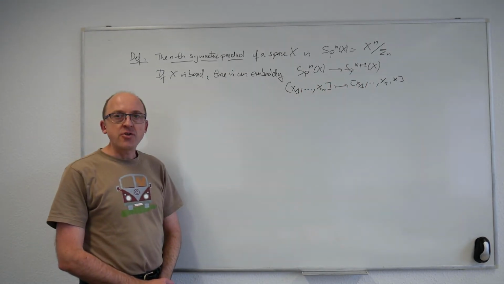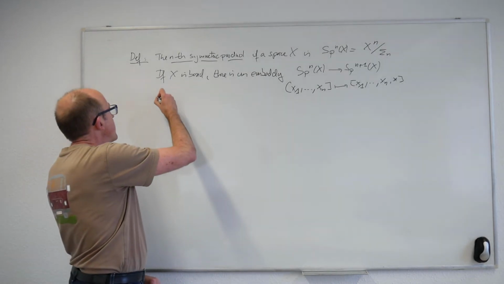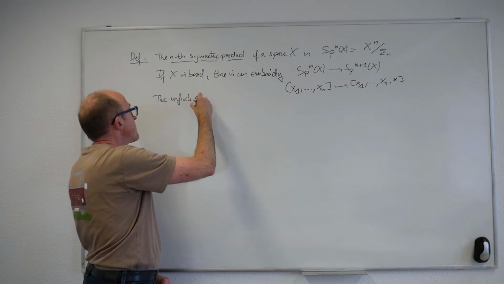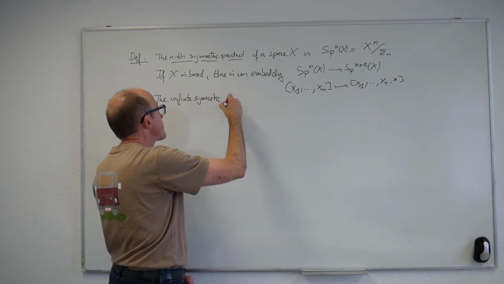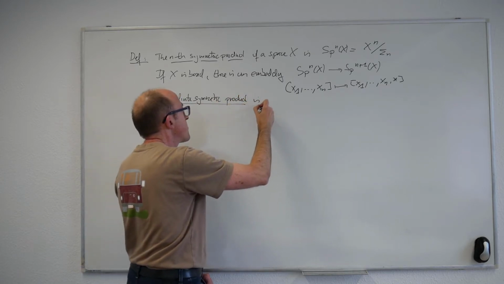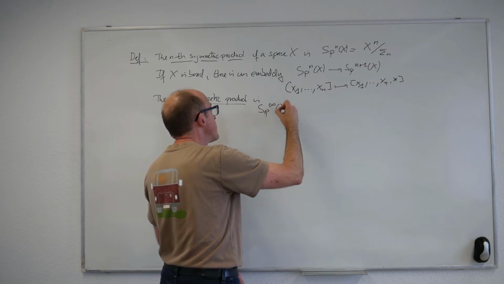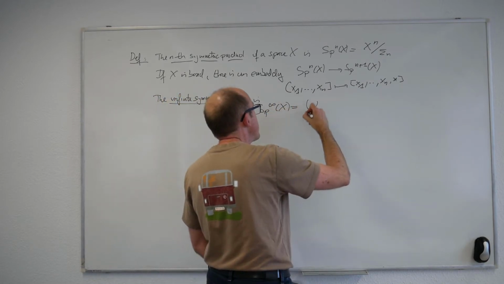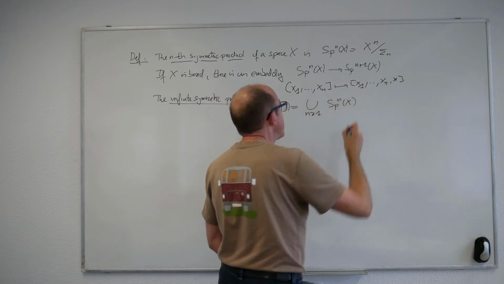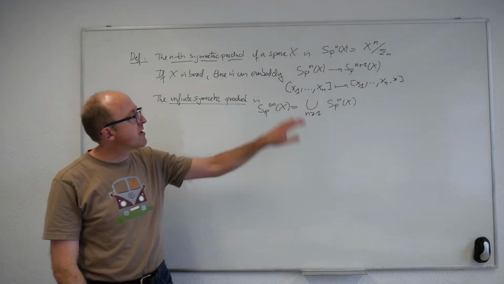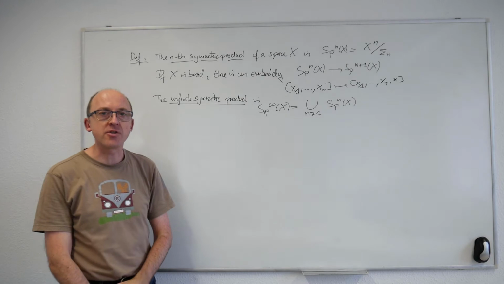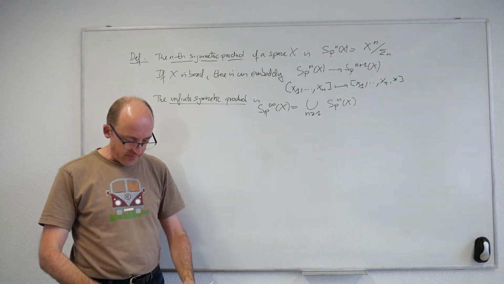Also in the space situation, we can now pass to the colimit, and then we get the infinite symmetric product. I'll write Sp^∞ of X for this. And this is just the union over n greater or equal to 1 of Sp^n of X. So more formally it would be the colimit taken along these closed embeddings, but thinking of them as subspaces, it's the union with the weak topology, which is the colimit topology in here.